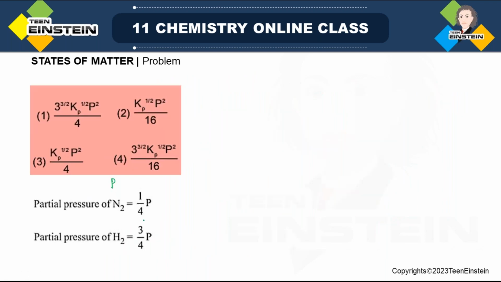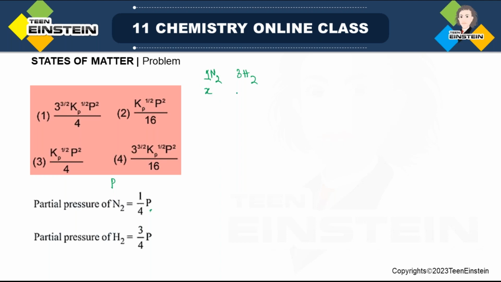So partial pressure of nitrogen, that is actually 1/4 of P. Now why is it so? Remember the ratio of N2 is 1, and it is 3 for H2. That means for 1 mole N2, it is 3 moles. So the ratio is 1:3. I am not saying total number of moles is 1 mole and 3 moles, but the ratio is important here. Actual value not important.